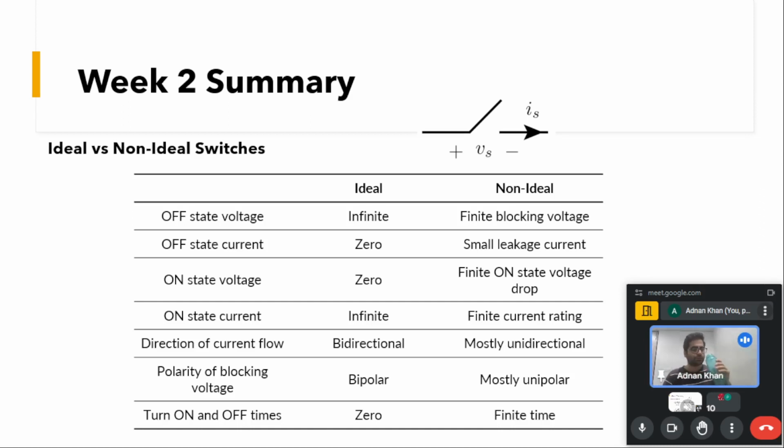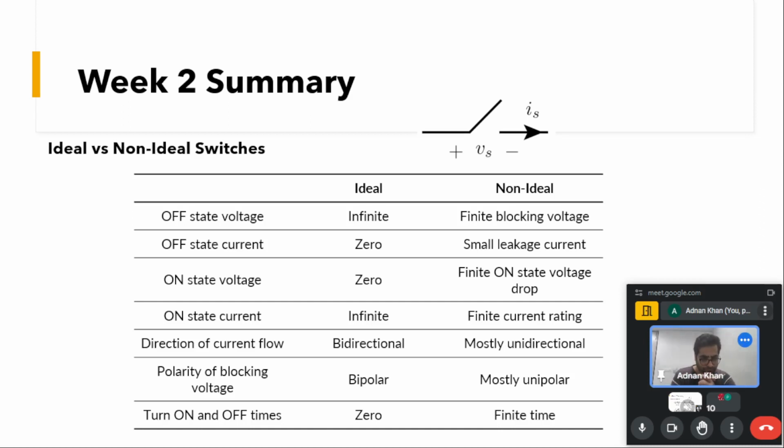But ideally, this transition from one state to another state should be instant, without any delay. So these are some of the differences between the ideal and non-ideal switches. You can see that most of the devices in our day-to-day life are non-ideal.